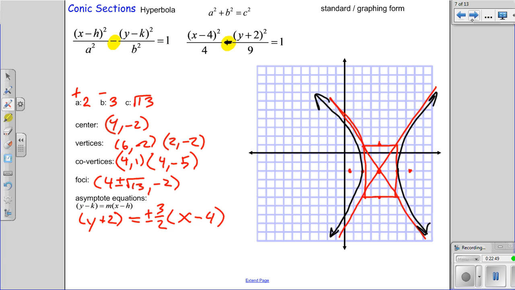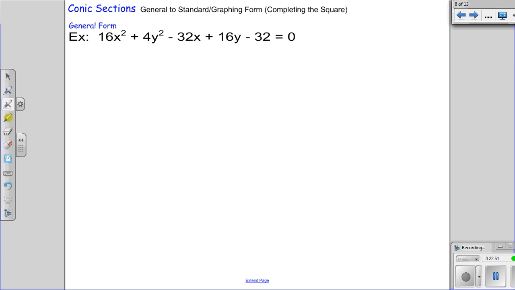Now let's go ahead and take a look at how do we take something from general form, which notice it's in order, the highest degree in front, and then equals, and then 0. So everything's on one side of the equation. And we want to convert it to graphing or standard form, which is completing a square. So the first thing I want to do is organize my x's. So I have a 16x squared minus 32x. And then I'm going to organize my y's. And I'm going to go ahead and throw the number on the other side of the equation.